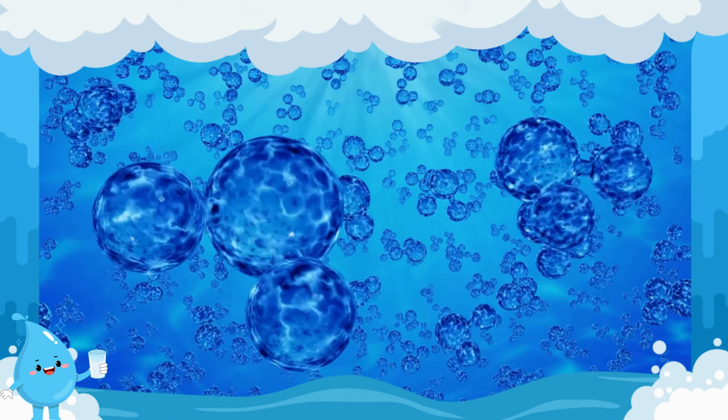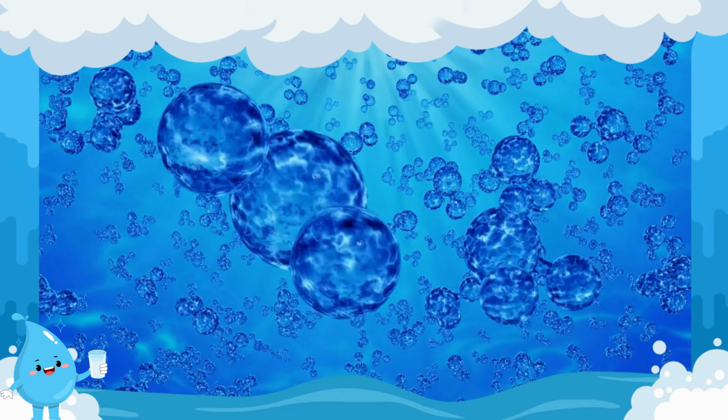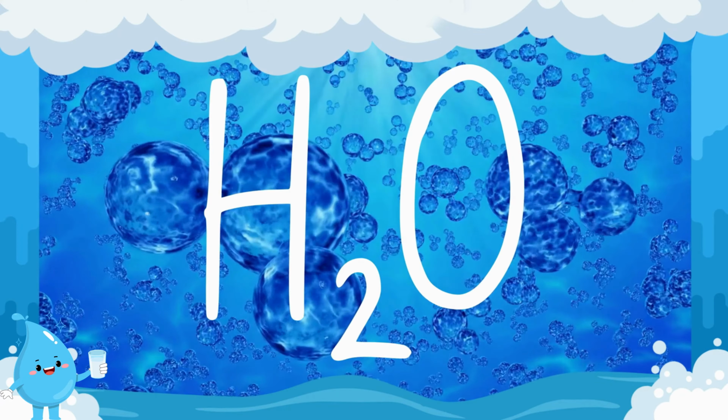Water is made up of tiny particles called molecules. Each molecule is made of one oxygen atom and two hydrogen atoms. That's why we call it H2O.